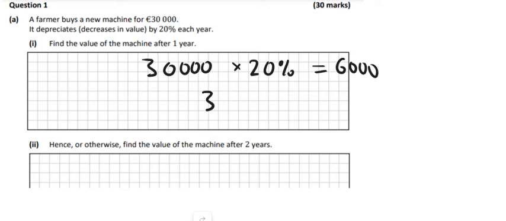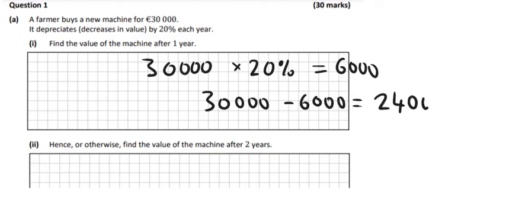So then, 30,000 is how much it was when it was new, and I take away how much it's depreciated, that leaves me with 24,000. And that's all for the first part. Second part, find the value of the machine after 2 years.